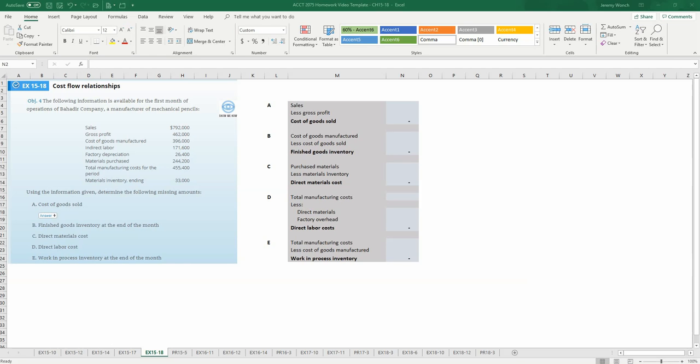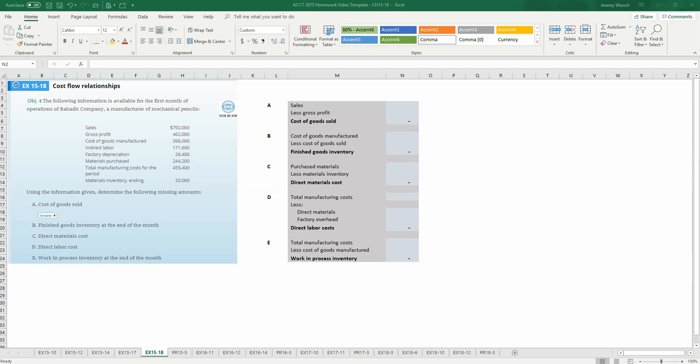In example or exercise 15-18, we're going to look at the cost flow relationships again. The point of this one is we're trying to understand how costs flow through the different inventory accounts and then finally onto the income statement. So we have our direct materials inventory, work in process inventory, finished goods, and then finally onto the income statement. In this one we have Bahadur Company, which manufactures mechanical pencils. We have some information, and then we need to fill in the blanks.